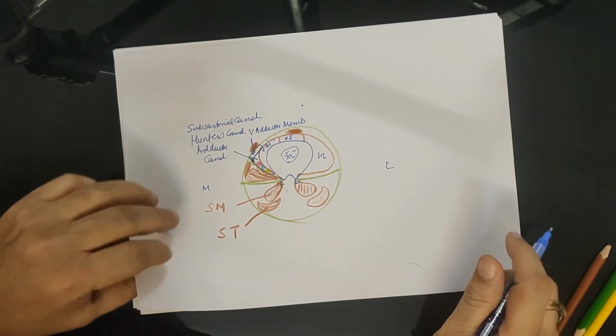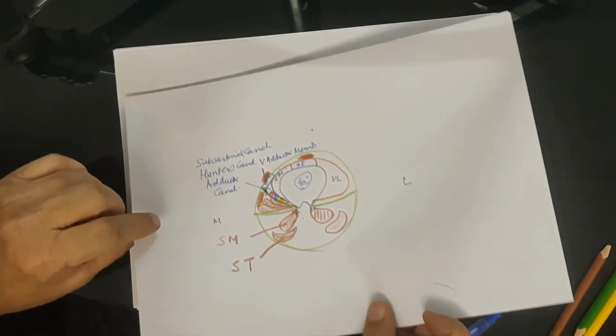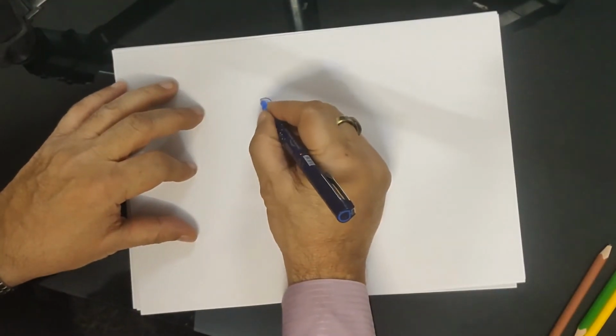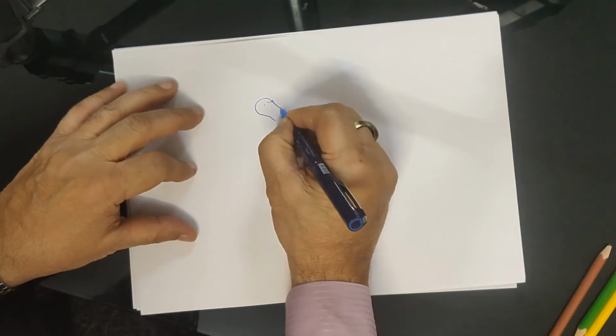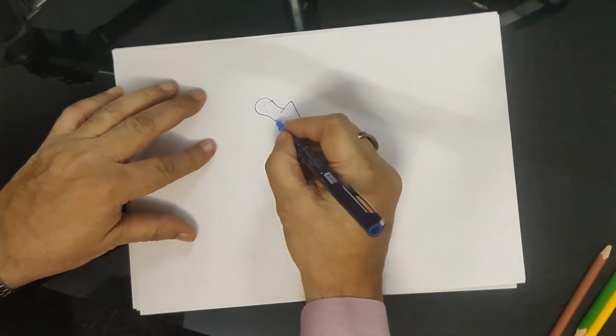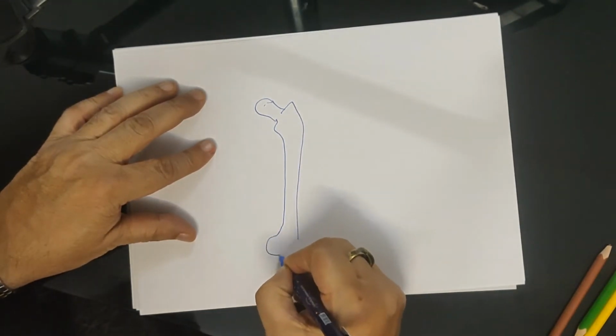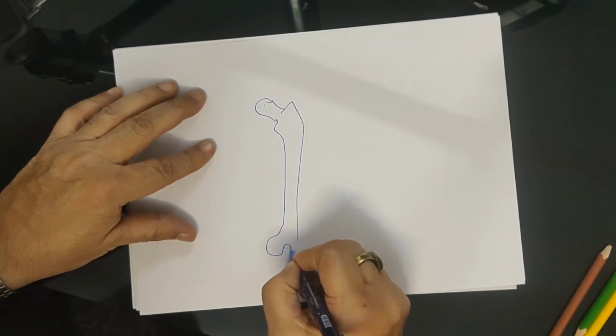Now let us see what happens to the thigh as you approach towards the knee. So if you look at the femur from the back, this is the trochanter, this is the lesser trochanter, and here you are looking at the femur from the back.